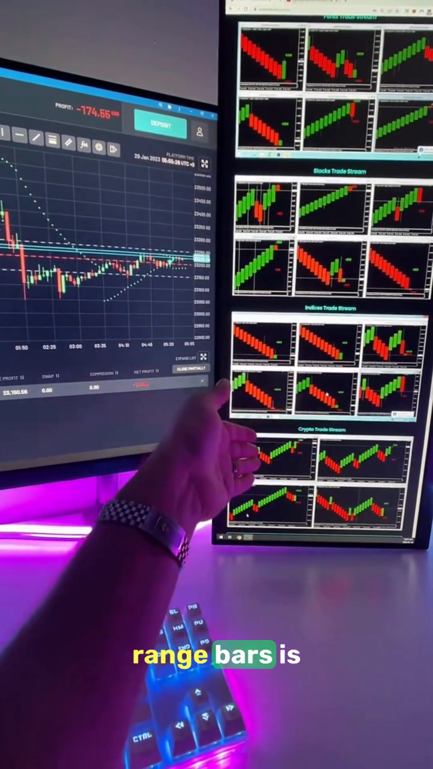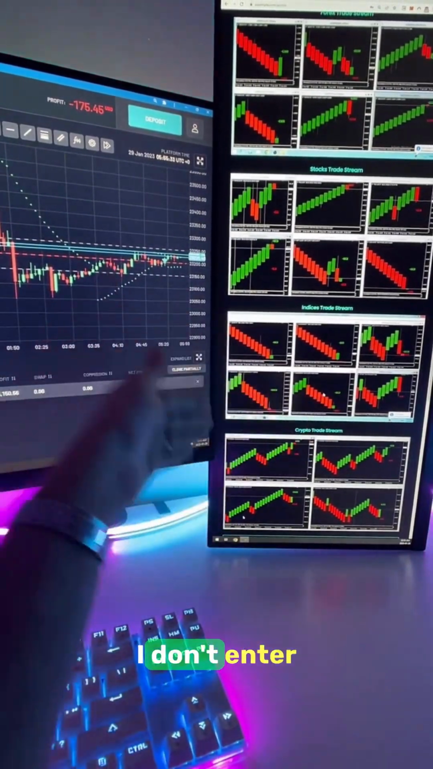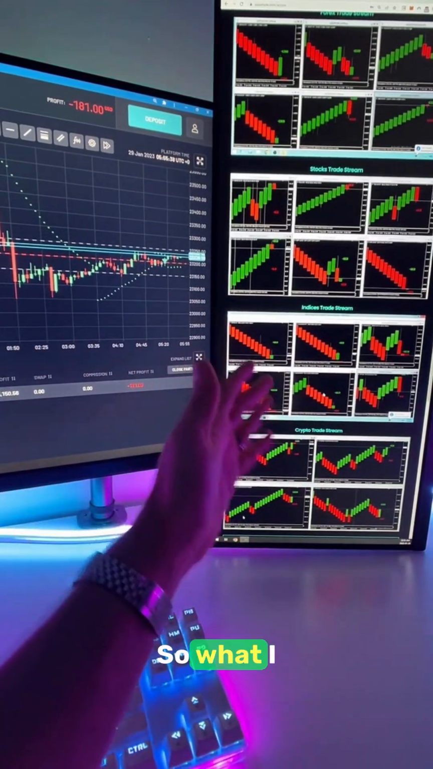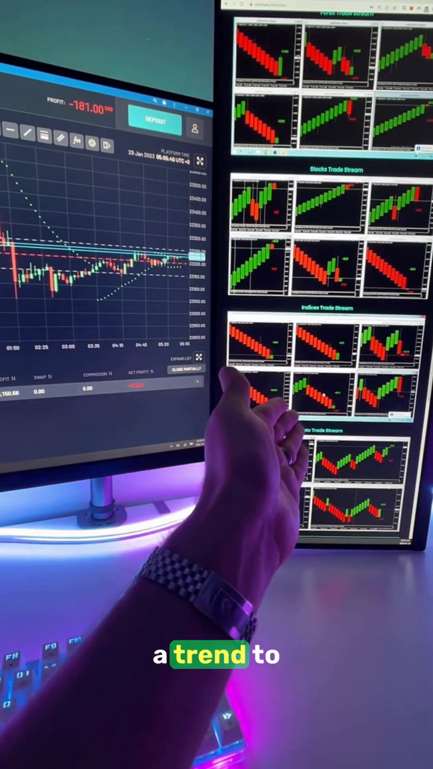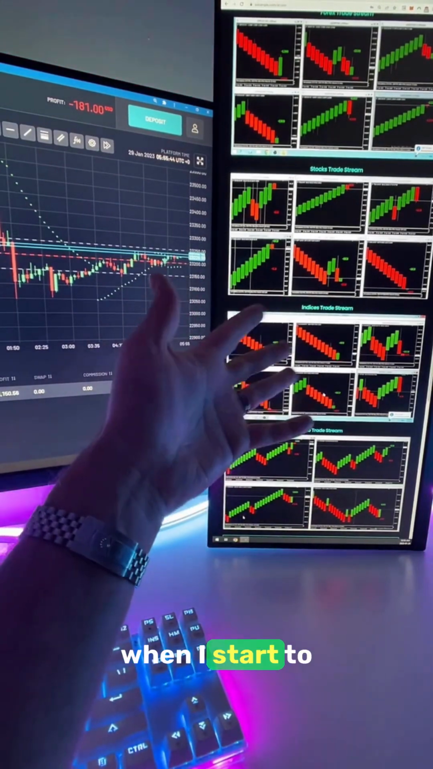So the way I use the range bars is I don't enter mid-trend, okay? I don't enter mid-trend because I don't know when it's going to reverse. So what I do is I always wait for a trend to finish. As soon as we're getting the reversal, that's when I start to enter the trade.